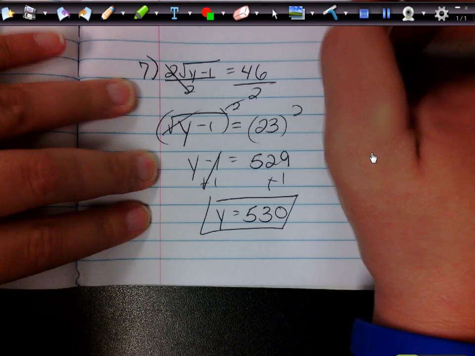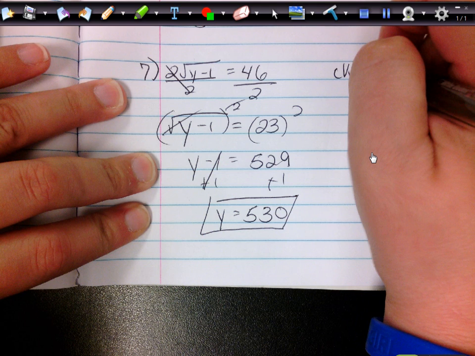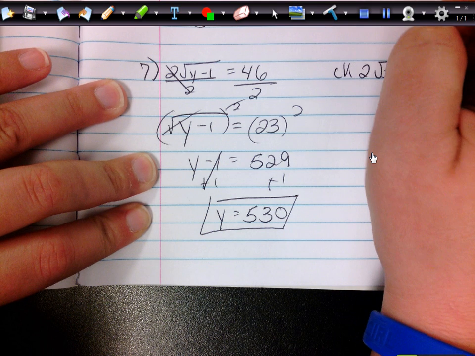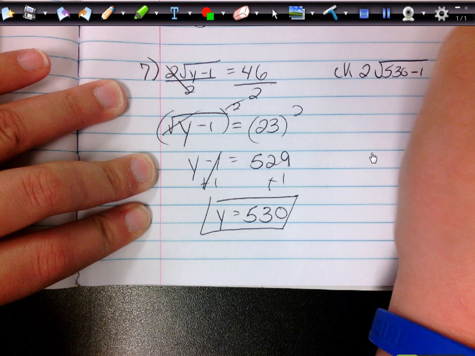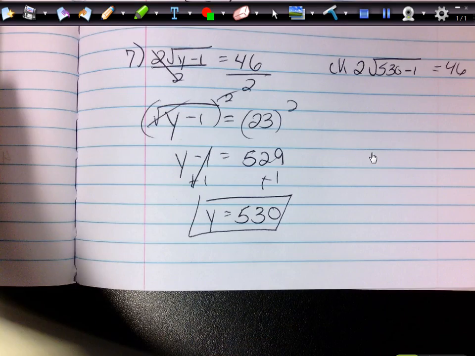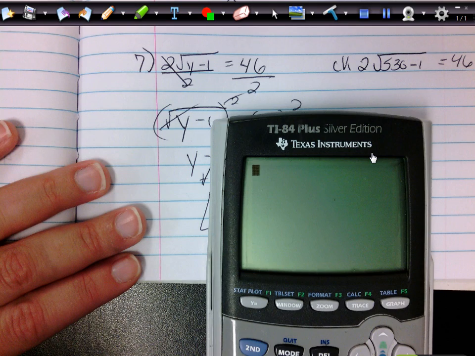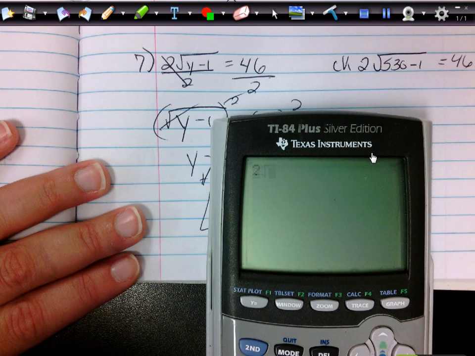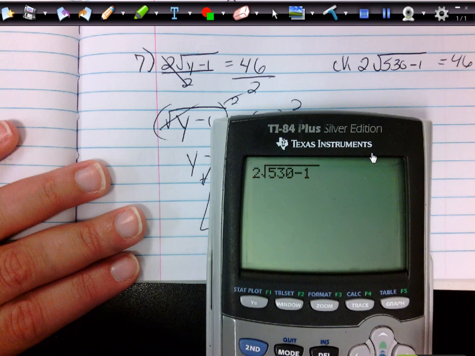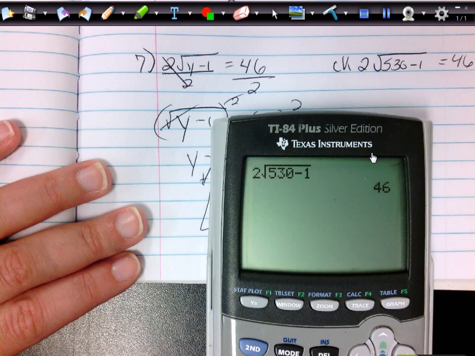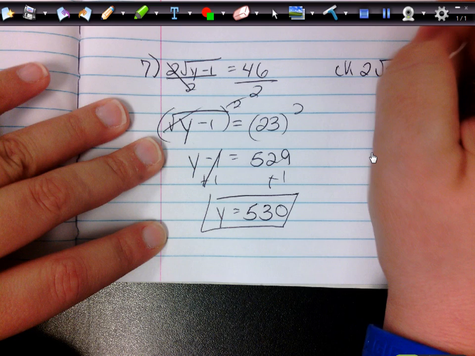So I'm going to go through and check it. I'm going to say 2 times the square root of 530 minus 1 equals 46. I'm going to plug that into my calculator. 2, square root 530 minus 1. Enter, and it gives me 46. So it checks out.